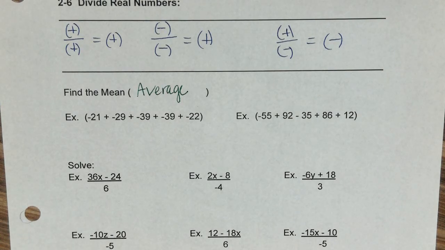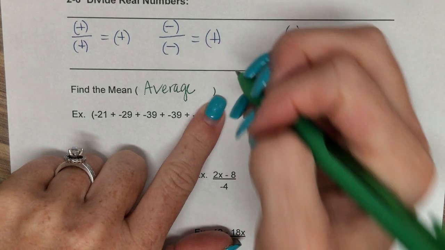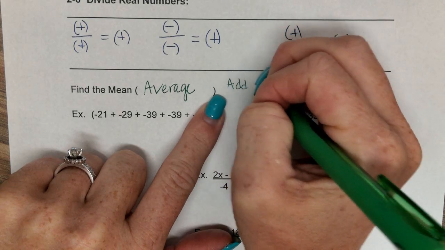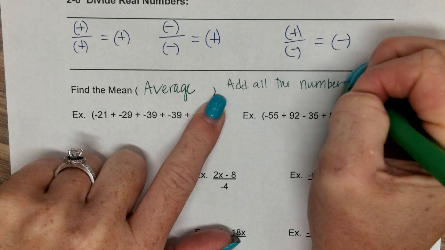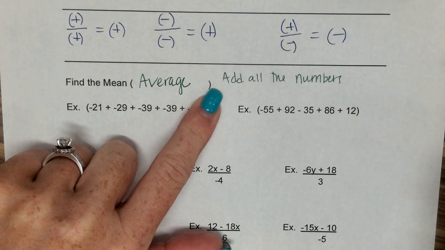We don't do the other ones in here, but median is middle number. Mode is most occurring. Range is the biggest minus the smallest, okay? We don't do any of those. The mean is the average. Does anybody remember how to find the average? This is how I would find the average of your grade. Yes, you add them all up, so let's write that over here. Add all the numbers. Then divide by how many there are.